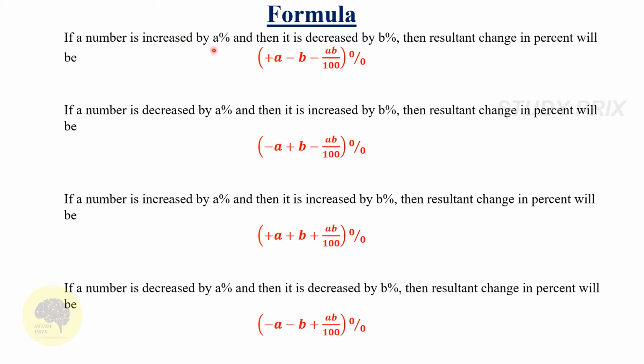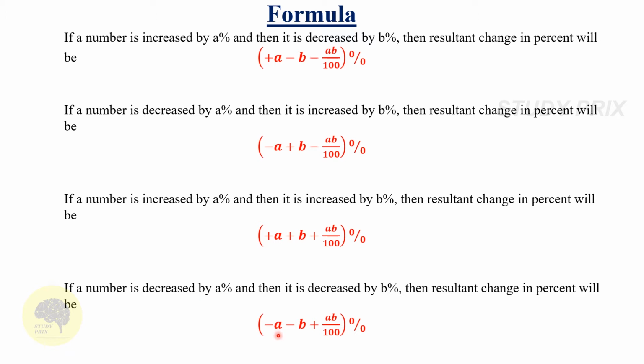If a number is increased by a percentage and then decreased by b percentage, then the resultant change in percent will be plus a for the increase by a percentage, minus b for the decrease by b percentage, minus ab by 100. Similarly, if a number is decreased by a percentage, therefore minus a, and increased by b percentage, therefore plus b, minus ab by 100. And if both a percentage and b percentage increase, therefore plus a plus b, plus ab by 100.